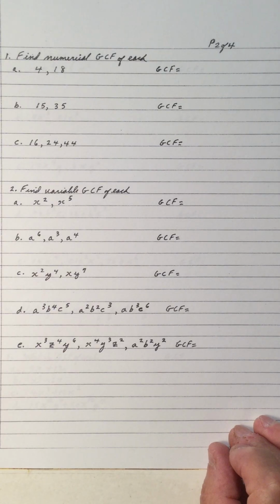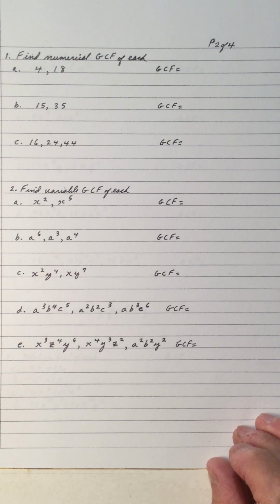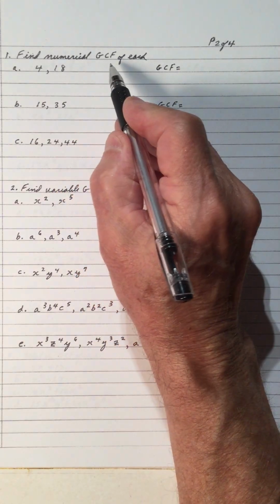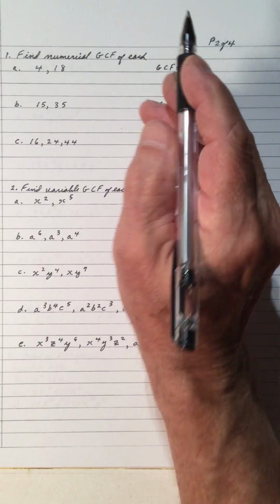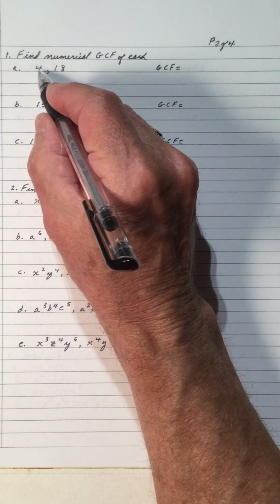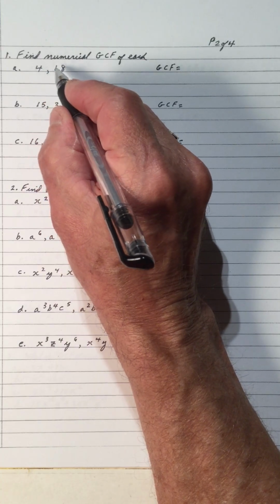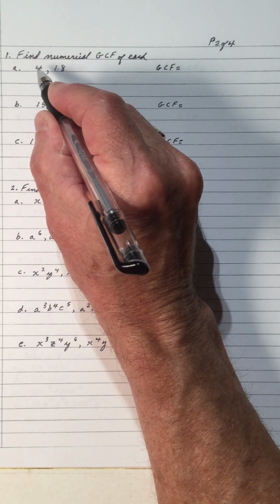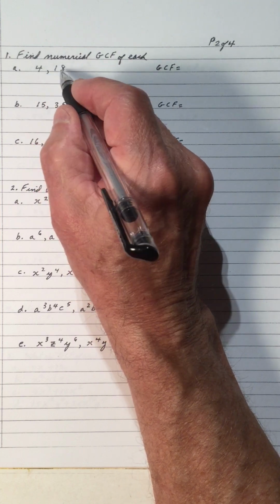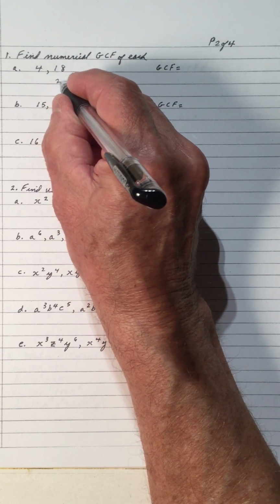So we're starting at factoring at the beginning, so let's look at the factoring. Find the numerical GCF, greatest common factor of each. So for the greatest common factor numerical, we take the smallest number, 4, and look to see if it's a factor of 18. That's the quicker way that I do it. 4 is not a factor of 18. 2, they're even, so 2 is. So the GCF is 2.